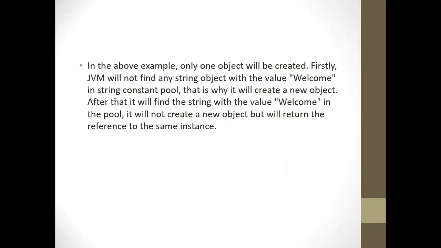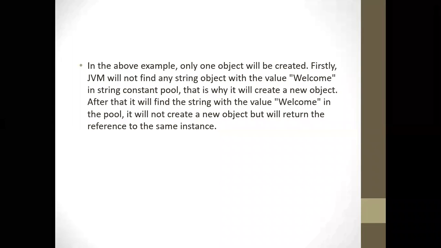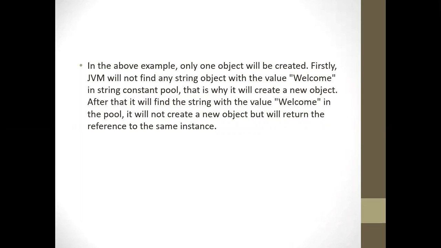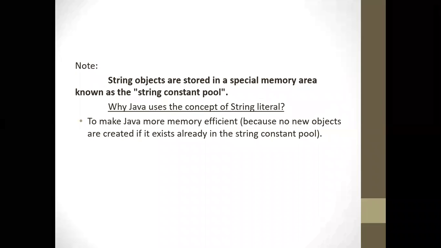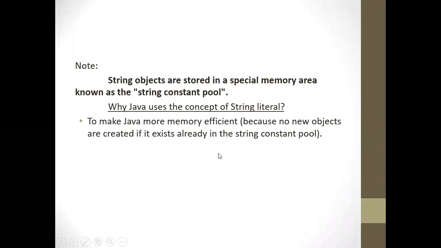Now, here you can see that the first time, the JVM will not find a string object with the value "welcome" in its pool, so it will create it there. Once a new object is created, when the second string, s2, requires that same "welcome", it will not create a new object but will return the reference to that same instance. This is important if we want to consider the string portion in Java. String objects are stored in a special memory area known as the string constant pool. Why so? You are able to understand that we don't have to create the same thing again and again.